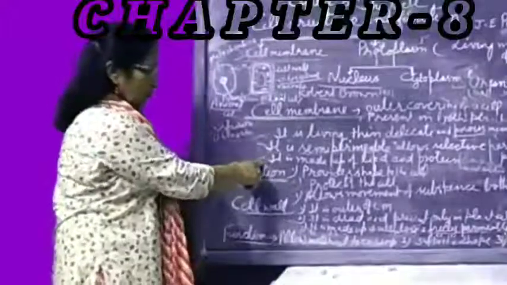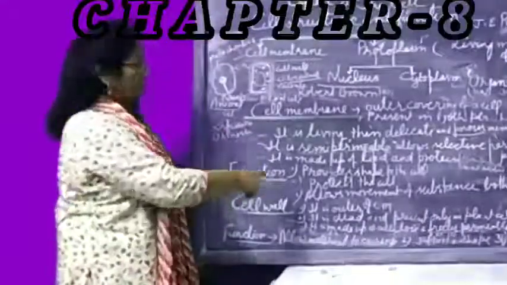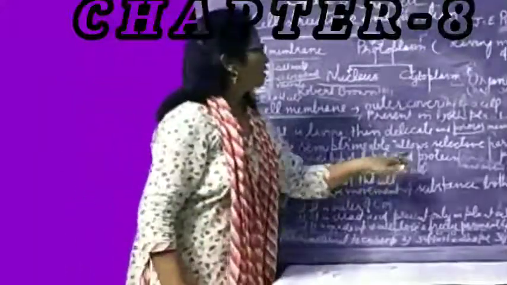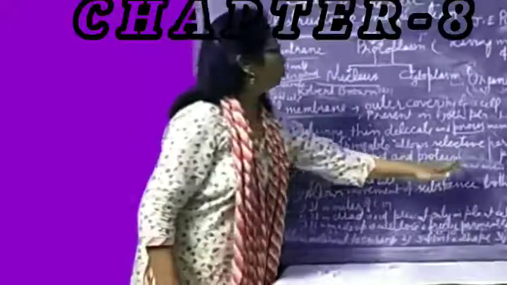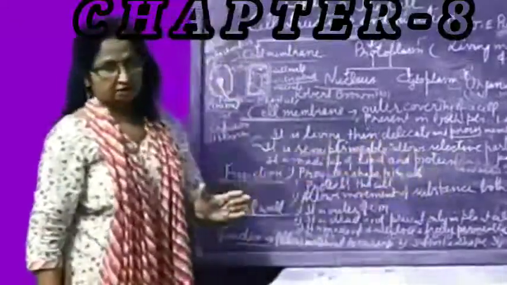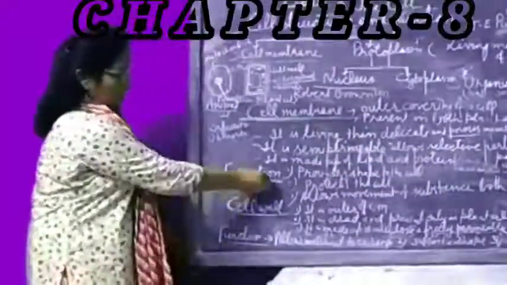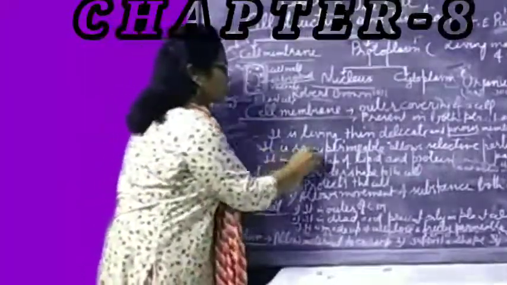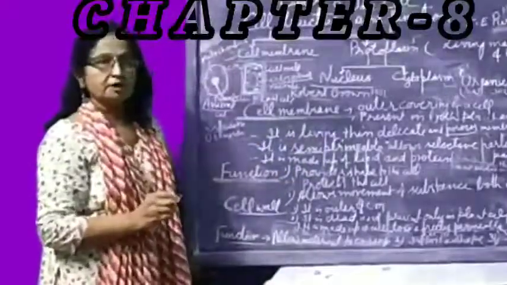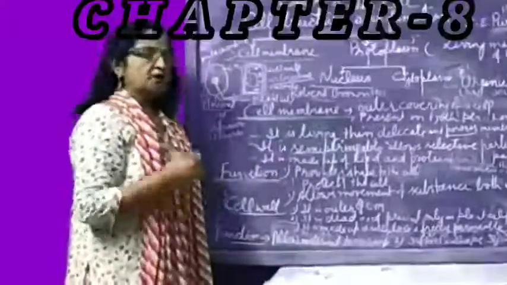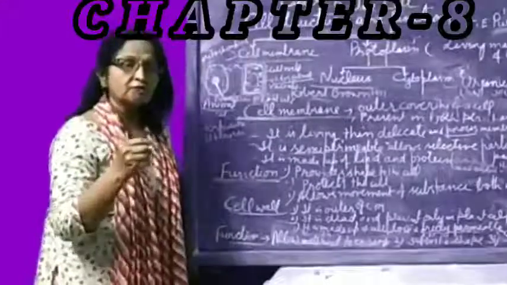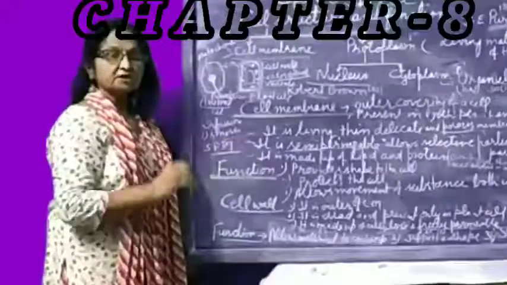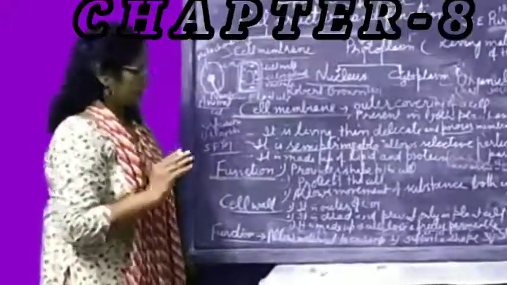Now what is the composition of the cell membrane? It is made up of lipids and proteins. Now you understood the basic characteristic. The main function you have to learn is semi-permeable, which is why it is called the selective semi-permeable membrane, SPM. It will select the substances.